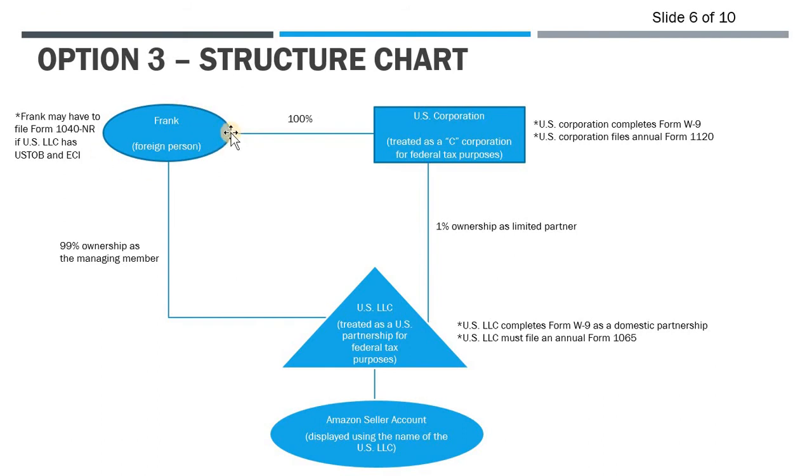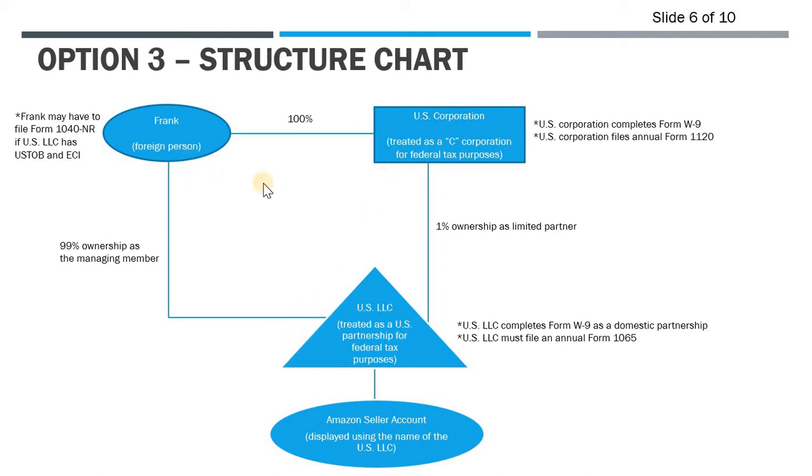So here we have Frank up here. He's the foreign person, right? We've got his Amazon seller account down here. And here's the U.S. LLC that Frank set up initially that he owned 100% of. So in order to make this LLC a partnership, Frank has to add a second partner. In comes the U.S. corporation.